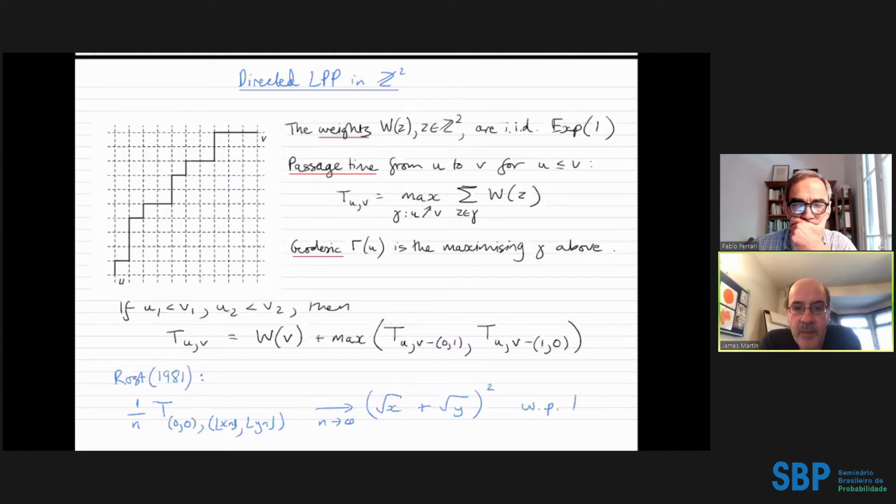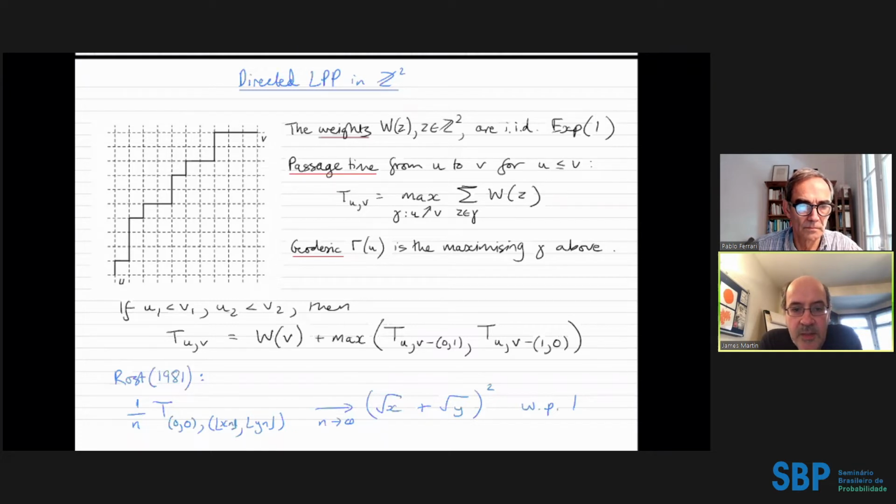So this is the fundamental model we're looking at, which is the directed last passage percolation model in 2 dimensions. So we've got the square lattice Z2, and at each site of the lattice, we've got a weight, and these weights are i.i.d., and they're all exponential 1.